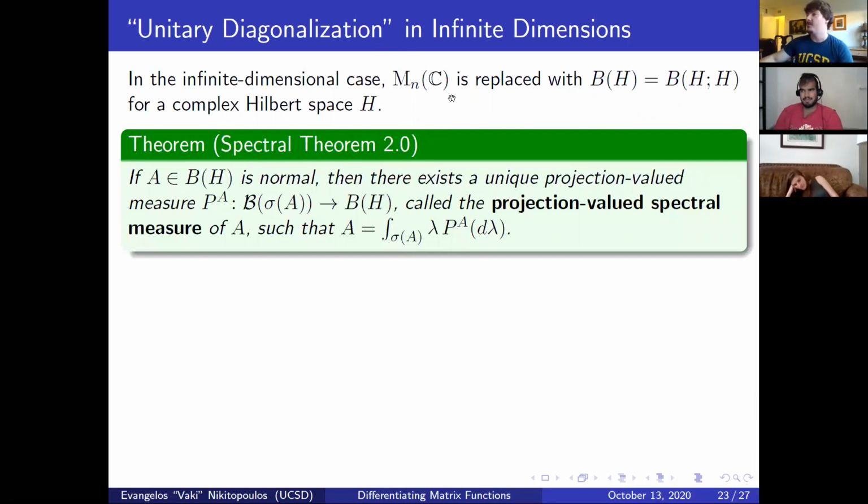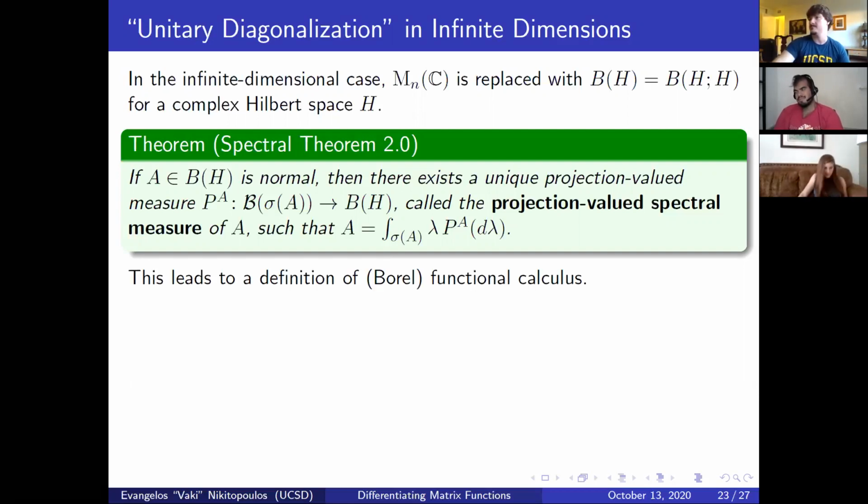And the spectral theorem 2.0 for the infinite dimensional situation says that if A is a bounded normal operator, then there exists a unique projection valued measure, P_A, from the Borel subsets of the spectrum, which is called the projection valued spectral measure. This is the analog of a resolution of the identity, such that A is expressible as the integral over the spectrum of lambda against the projection valued measure of A. So once again, here's an integral, just think of it as a sum if you're not familiar with the infinite dimensional stuff. This leads to a definition of Borel functional calculus.